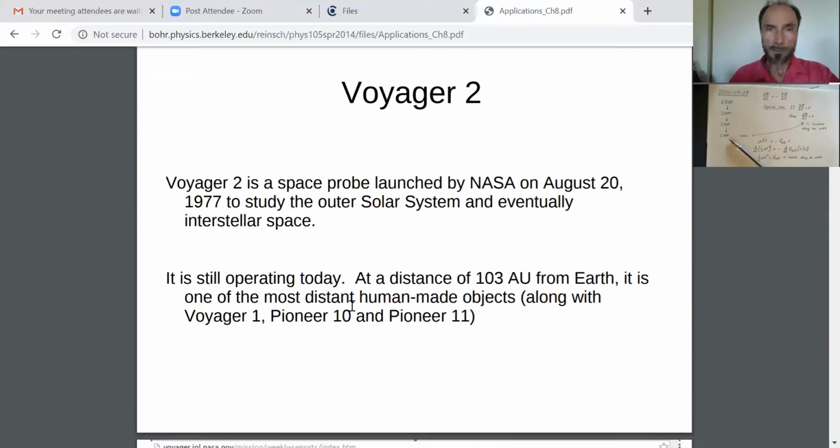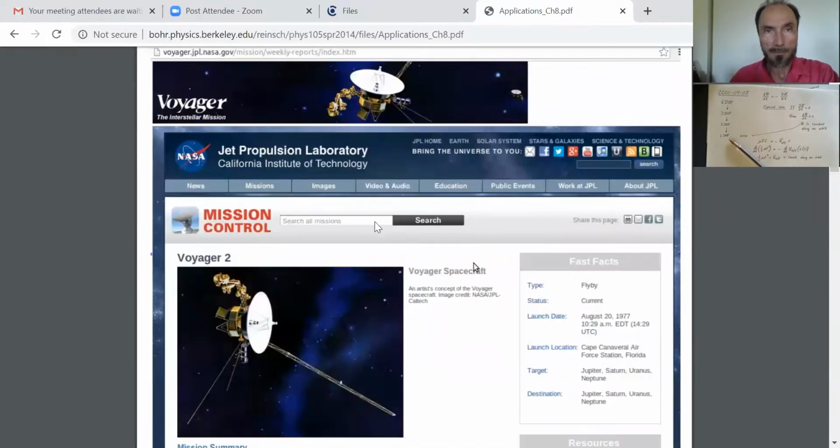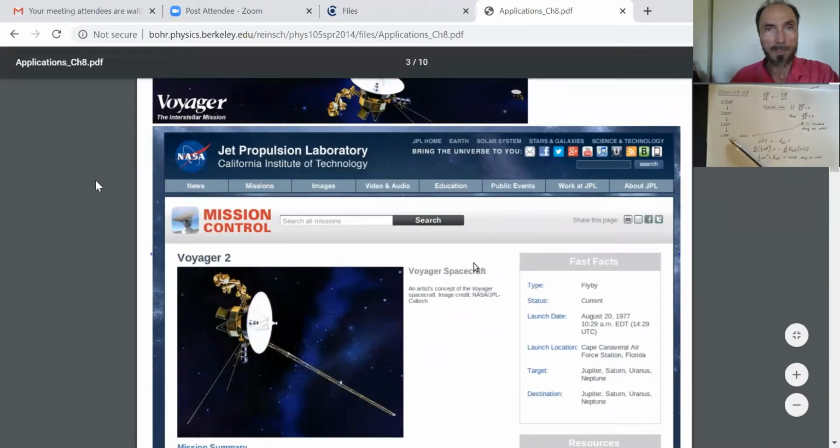Okay, so we're going to talk about Voyager 2, launched way back in 1977 and still operating today, 103 astronomical units. Okay, that number was correct back in 2014. Now it's even further. Okay, one of the most distant human-made objects. It's hard to find human-made objects out there, way out there where these spacecraft are. Okay, you can get the status of the mission here from the NASA.